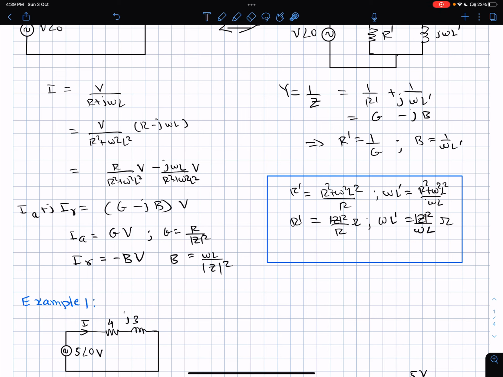Therefore, IA, the active current component, will become G times V, where G is going to be R divided by R square plus omega square L square, which is shown here, and the reactive part is minus B times V, substituting for B, omega L divided by mod of Z square, and minus B times V. So this becomes the reactive power component of it.